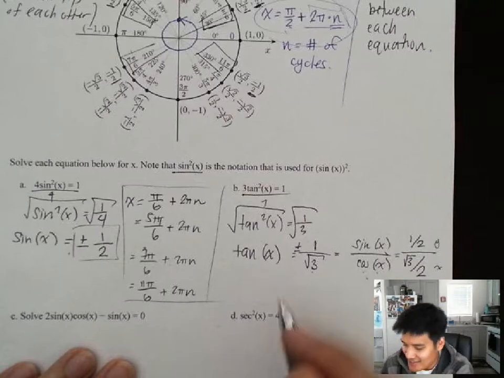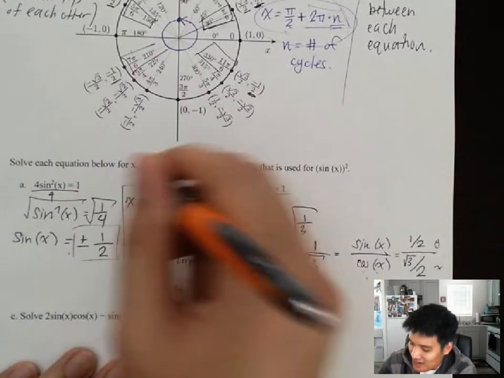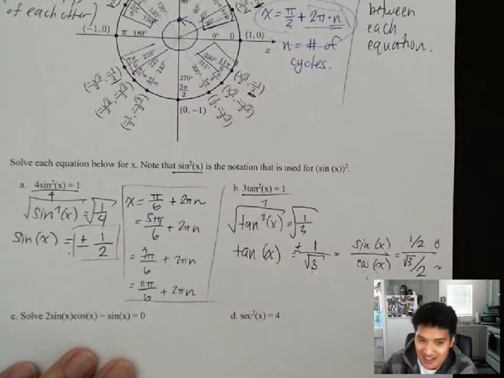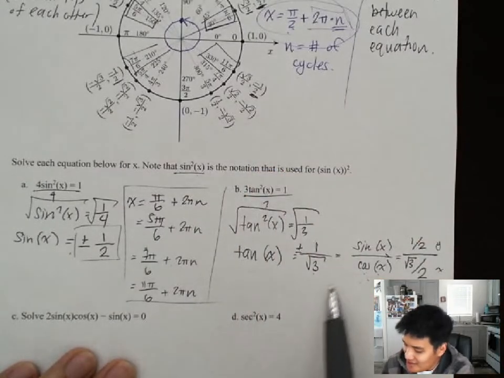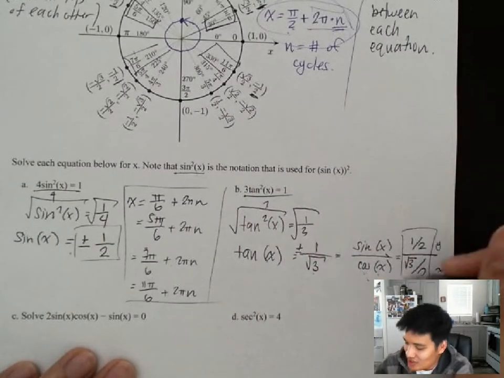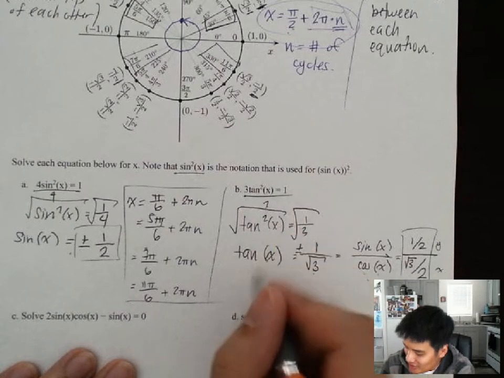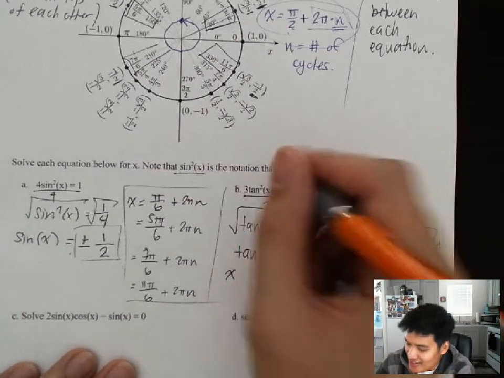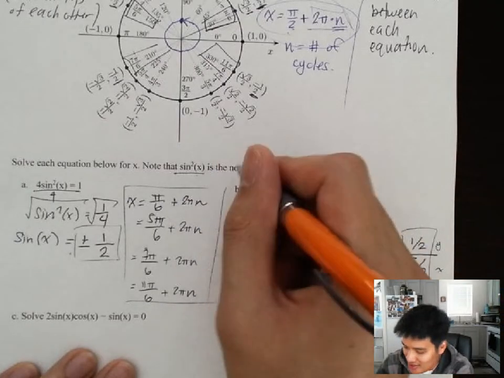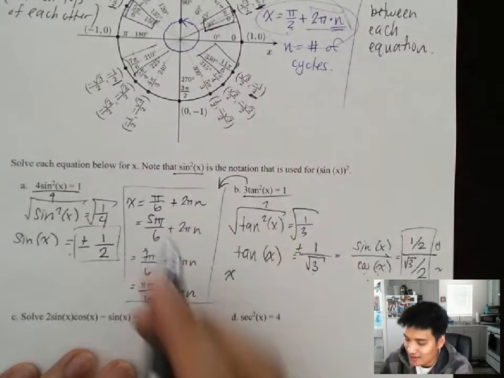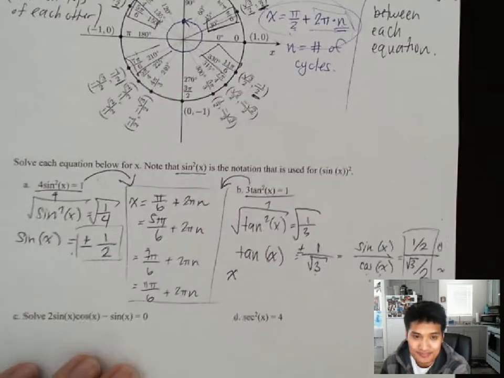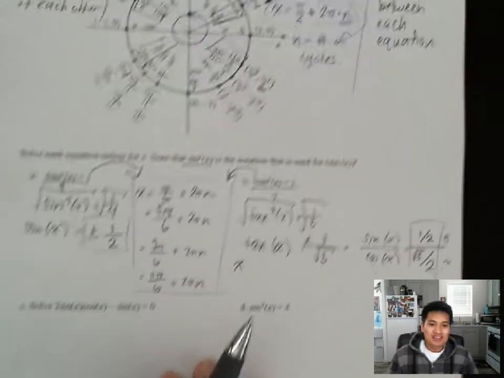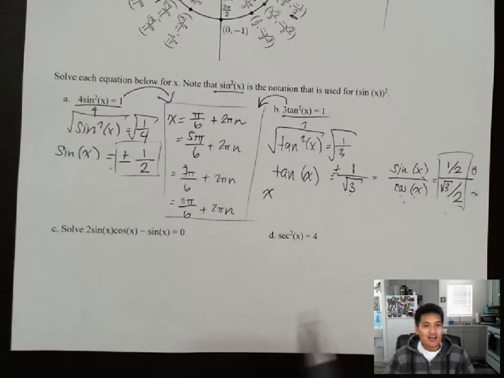So in this case, A and B actually have the same exact answers here, right? Because of this combination here. So in particular, the answer for 3 tangent squared x equals 1 is basically the same solution as this first one. Okay. But this next one is a little bit more tricky because it requires a bit more algebra.